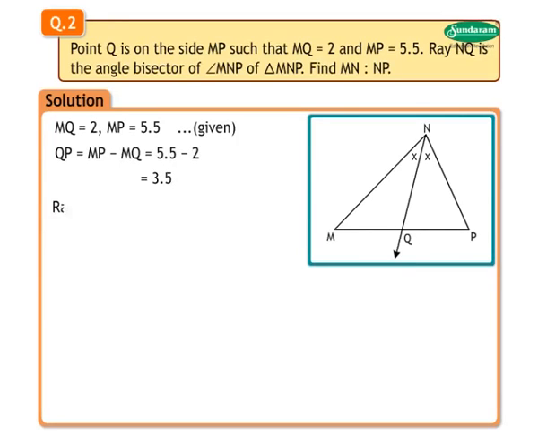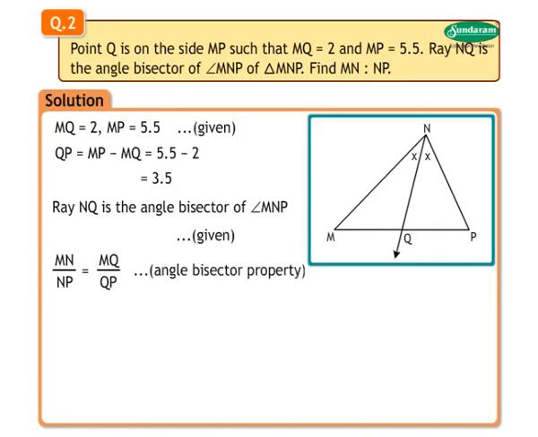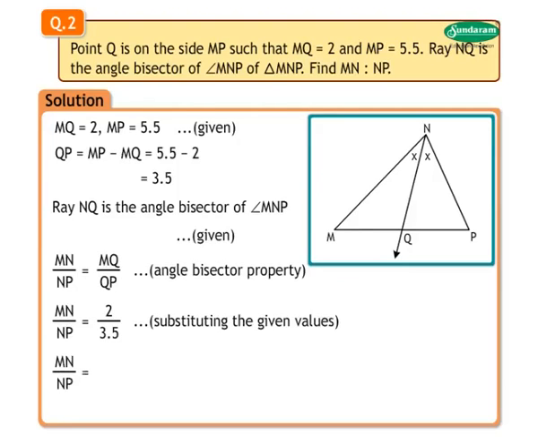It is given that ray NQ is the angle bisector of angle MNP. Therefore, MN upon NP is equal to MQ upon QP by angle bisector property. Now, by substituting the values, we get MN upon NP is equal to 2 upon 3.5. Now multiplying 2 upon 3.5 by 2, we get MN upon NP is equal to 4 upon 7. Thus, MN is to NP is equal to 4 is to 7.